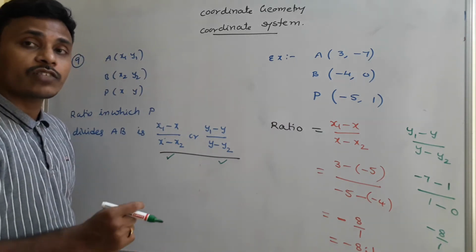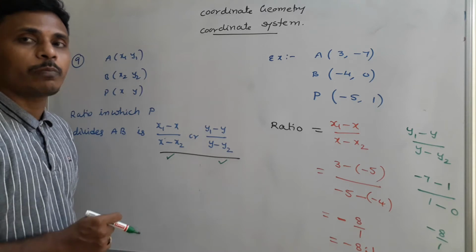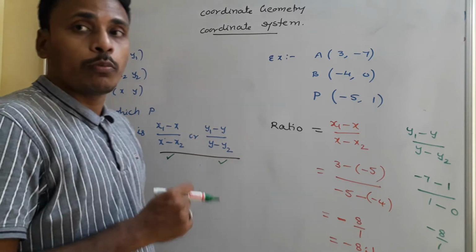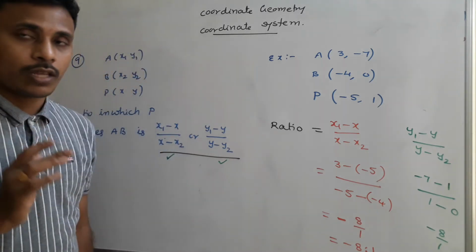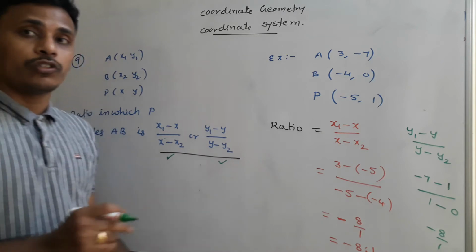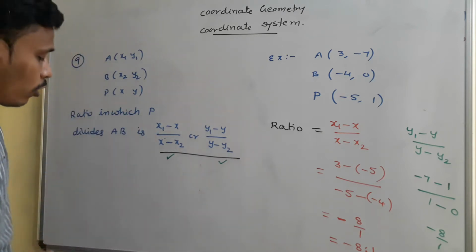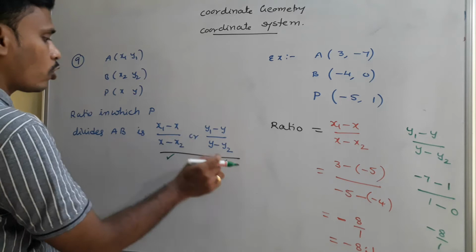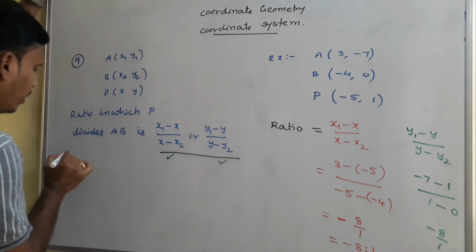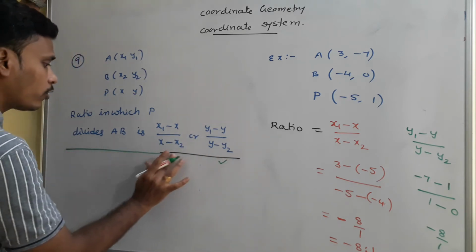And the distance from P to A, if it is 8 parts, then the distance from P to B is 1 part. So this is the way of using the ratio. Just have a look. And then there are some problems, and the problems may be like this. I will discuss with you.